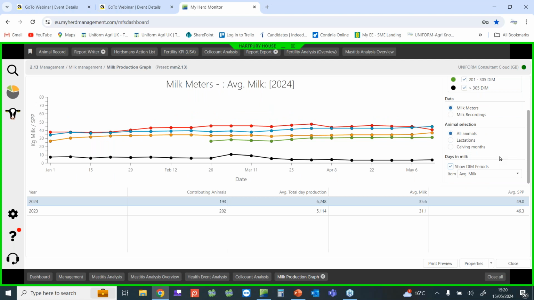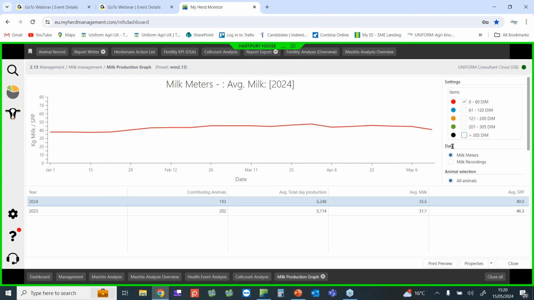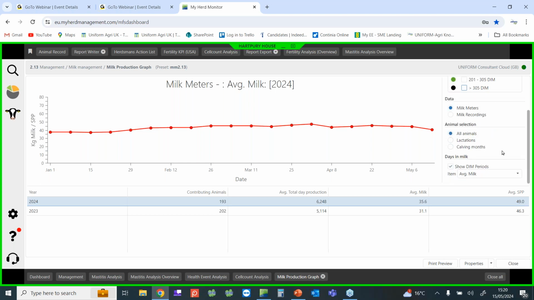So what we're looking at now is the production in 2024 for the cows that were between 0 to 60, 60 to 120. If we scroll up, I can show it there, 120 to 200, and so on. If I take out everything bar the 0 to 60, this is a good way to look at the production of all those animals between 0 to 60 days throughout the year. If we scroll down a little bit, we're looking at average milk production.